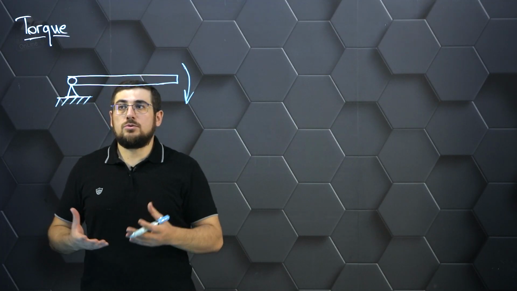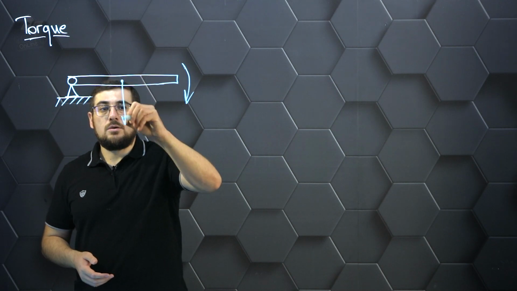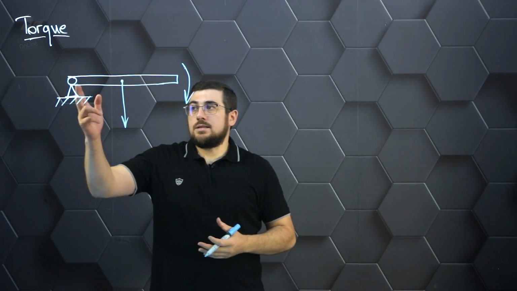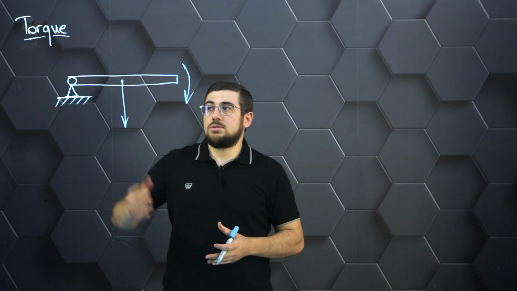What forces can we talk about here? First of all, it is clear that gravity will act on the rod. It's very important to mention here that the force of gravity for a homogeneous rod will be applied at the center of gravity, which is in the middle of the rod.